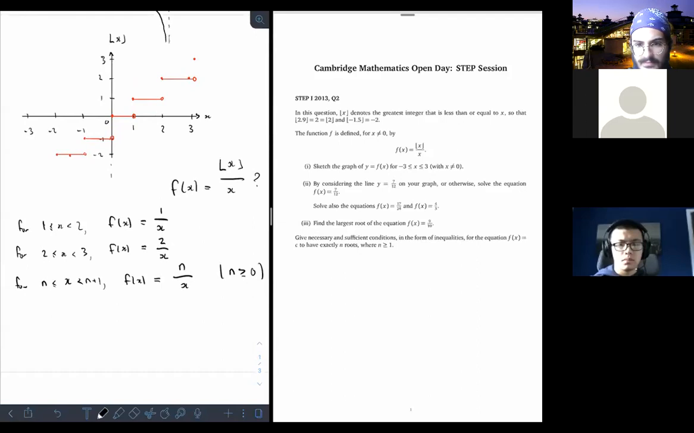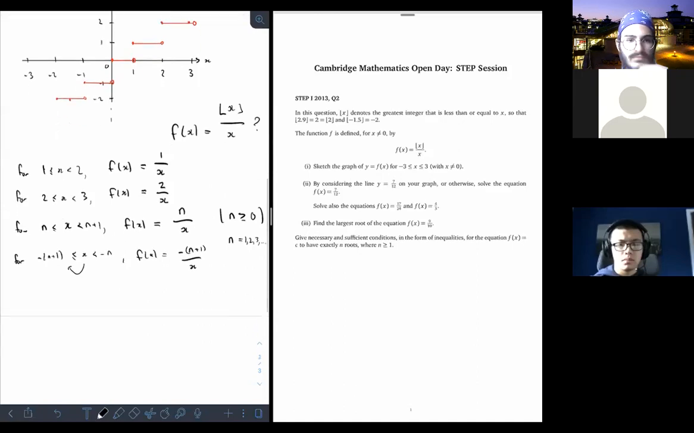For negative n, we have the same thing, except if we're between minus n plus 1 and minus n, then f of x will be equal to minus n plus 1 over x, because here the greatest integer less than x will be equal to minus n plus 1. Yeah, I should have said here n means an integer, so n is equal to 1, 2, 3, ... So integer values.